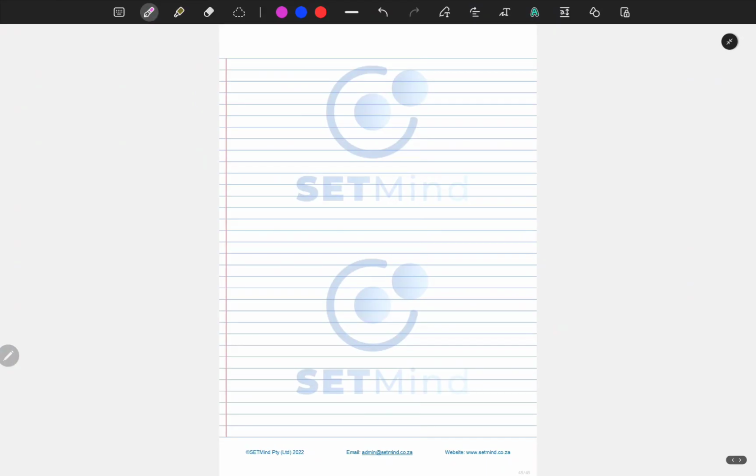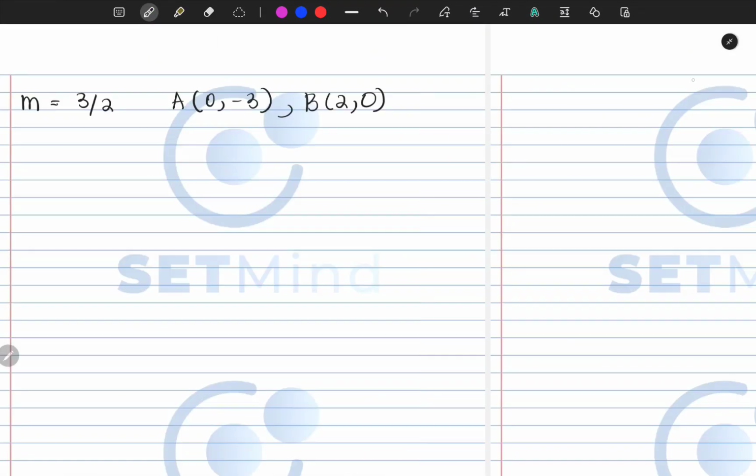So let's go to the next page and quickly find our expression. Remember that they said we should represent it as k of x. And we know the equation of a straight line is always mx plus c. So we can use one of these coordinates to solve for c. So let's use a. The y of a is negative 3. The m is 3 over 2. The x is 0. Then plus c.